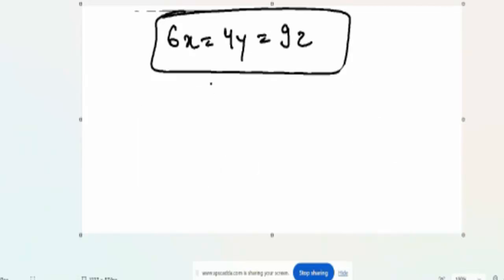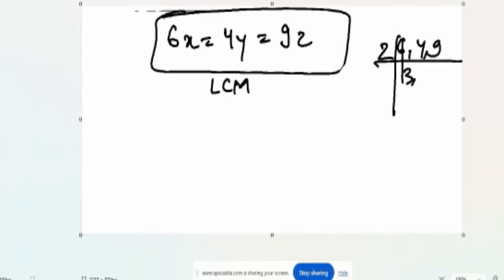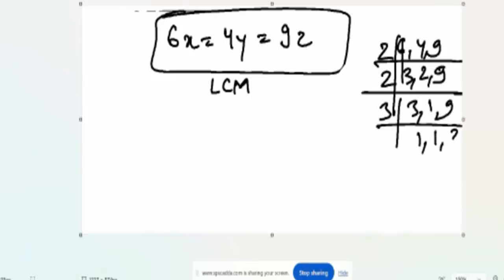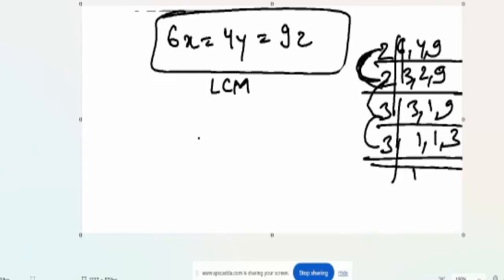Okay, let me check. Firstly, you need to take the LCM. For LCM, 6, 4 and 9. By the smallest digit, 2 3s are 6, 2 2s are 4, 9 as it is. Again 2, 3, 1, 9 and then 3. 3 1s are 3. Then again 3. 3 3s are 9, 9 2s are 18, 18 2s are 36. LCM correct?